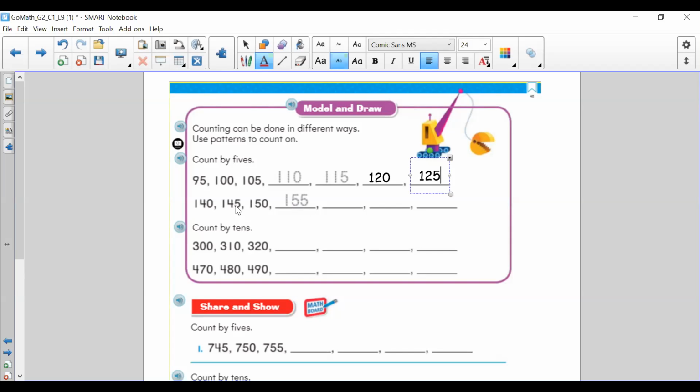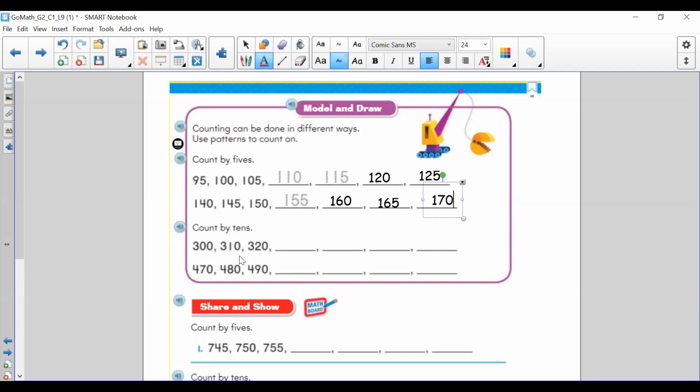So it would go 40, 45, 50, 55, 60. But since we have 100 there, we have to put 160. So that is how we write 160. And then we add 5 to that, 165. And add 5 to that, we have 170. And in our next pattern, we're going to be counting by tens.